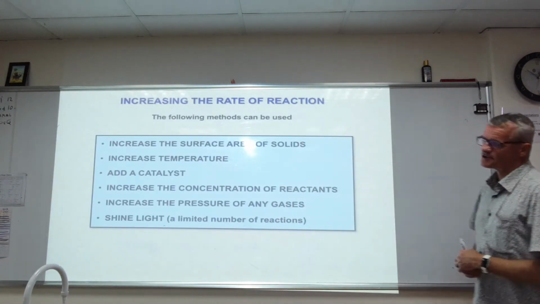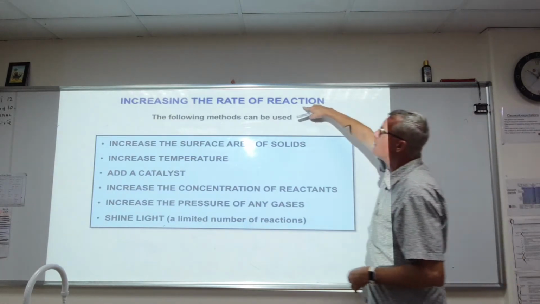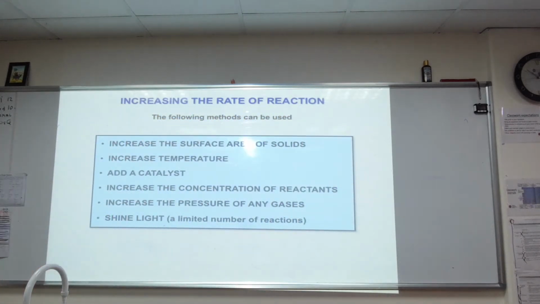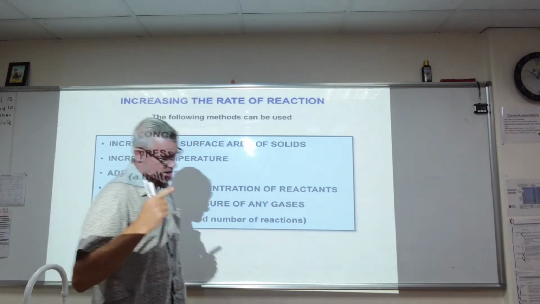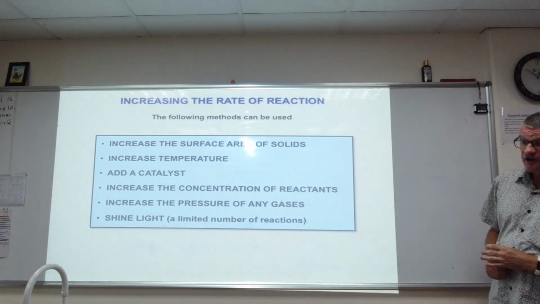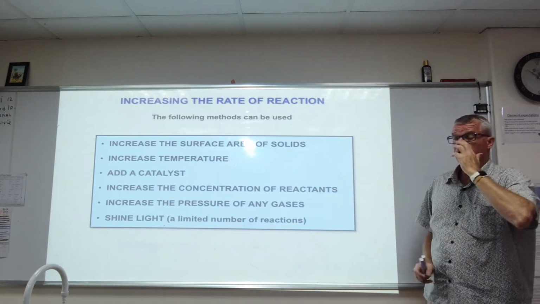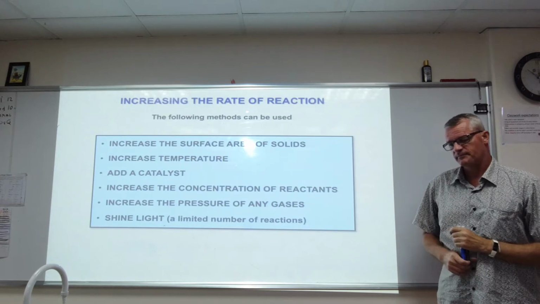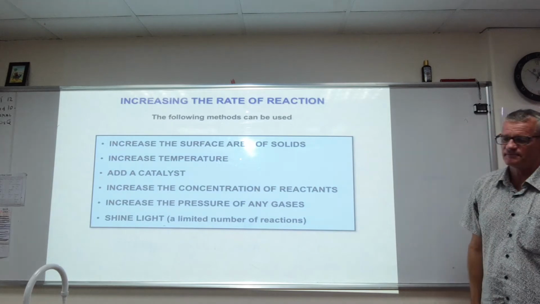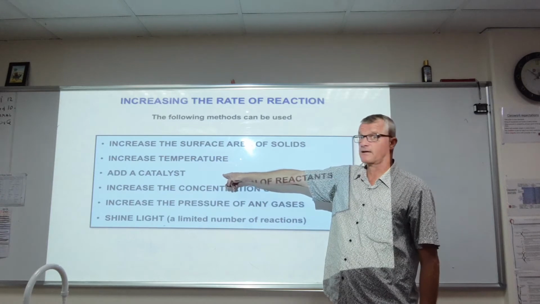Now, these factors are the main factors for how we can increase. And remember, we always talk about the increase of rate of reaction. The following methods can be used, and we will go through each method, but you need to know. First, when we are talking about solids, we need to increase the surface area. If we want to have the particles move faster, we increase the temperature. If we want to lower the activation energy, we add a catalyst.